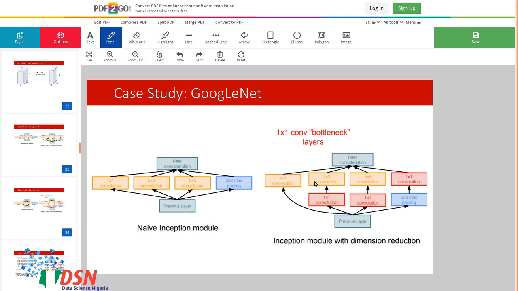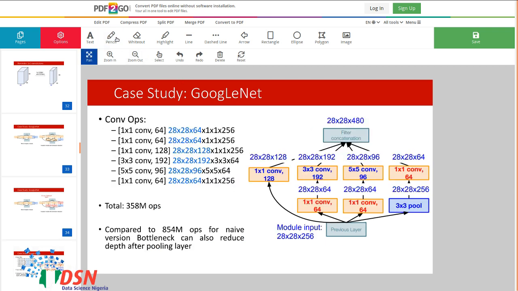Okay, and we call those 1x1 convolutional bottleneck layers. Now instead of having 854 million operations for the naive version, we just have 358 million operations for this network, because now we reduce the number of channels to 64 channels, as you could see in there, and now we just have 480 channels as the result.